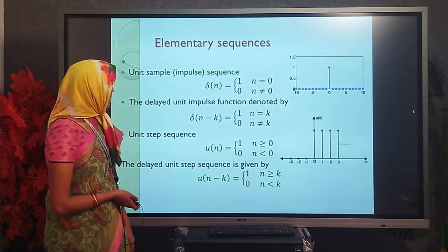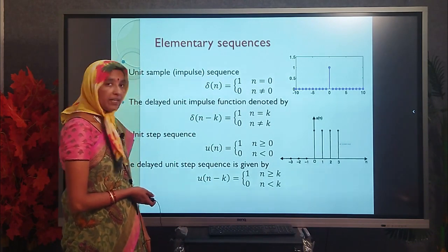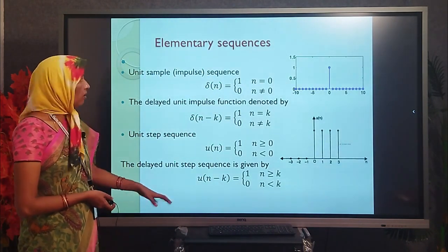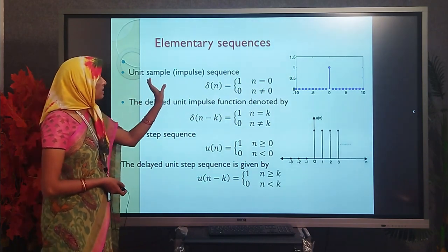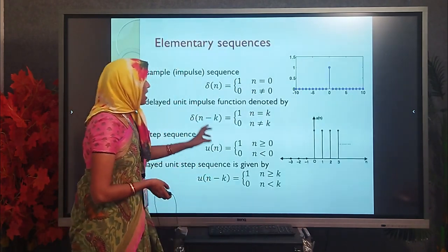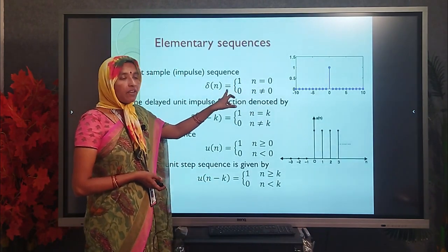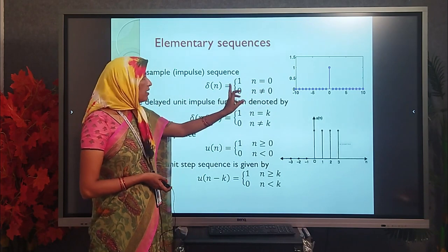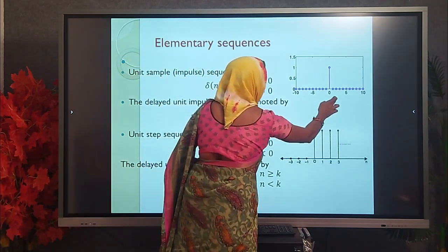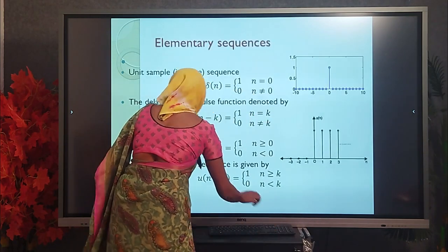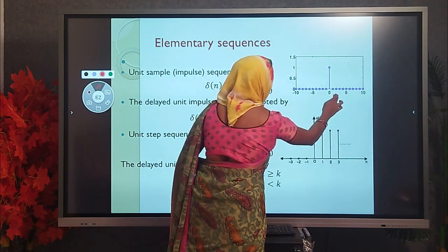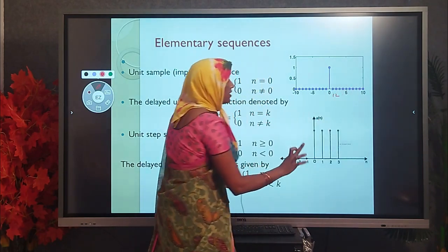And let us see about elementary signals. Already discussed in signals and systems. Anyway, we'll recall that one. So elementary signals means like the unit sample signal. How to represent that? The unit sample signal is represented with delta of n, that is equal to 1 for n equal to 0, and equal to 0 for n not equal to 0. Means its amplitude is just 1 for n equal to 0. And for n equal to 1, n equal to 2 and so on, the value is 0.